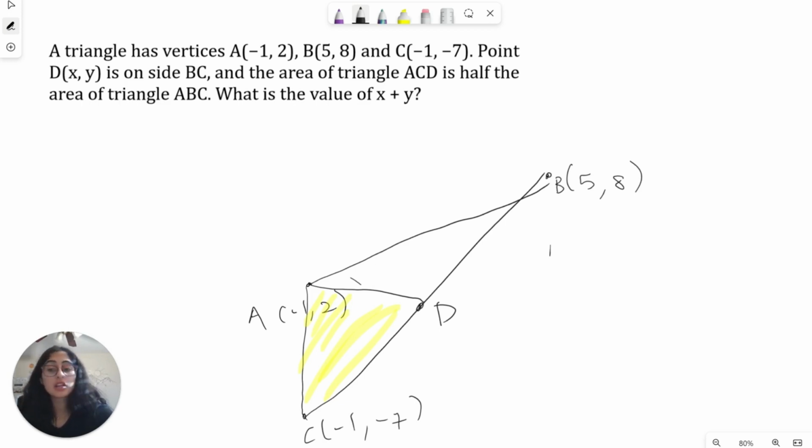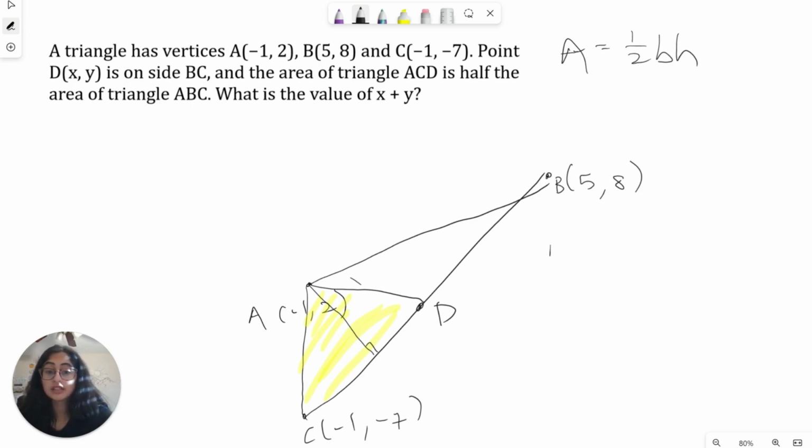Well, the area of a triangle is 1/2 base times height. Now, it doesn't matter whether we use triangle ACD or ABC, they have the same height. It's going to be from this base to the highest point, which is right here. This is going to be the height of triangle ADC and the height of triangle ABC, so they have the same height.